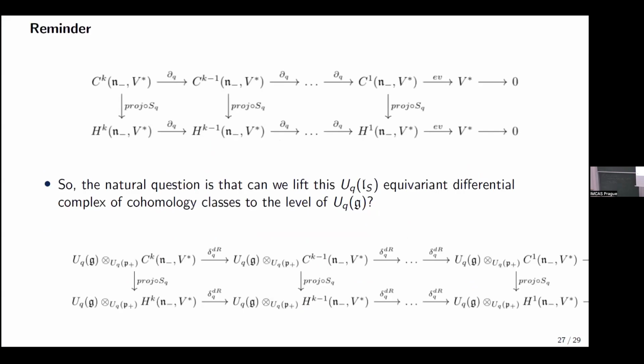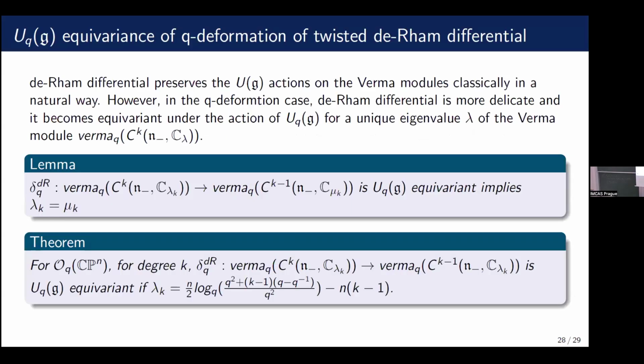So here I mentioned the reminder of this cochain complex, and I put this question. The natural question: can we lift this equivariant differential complex like this? Can we have this kind of cochain complex and this projection down to the cohomology chain, these cohomologies?